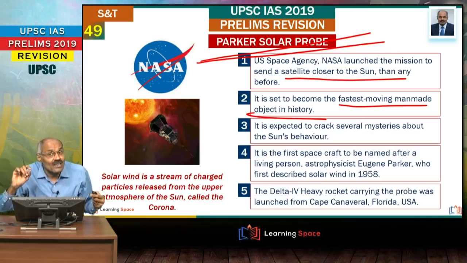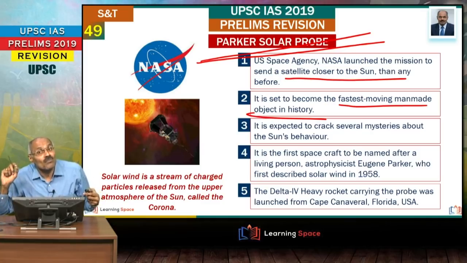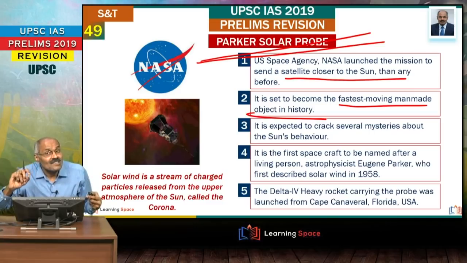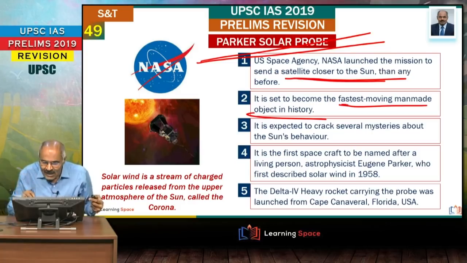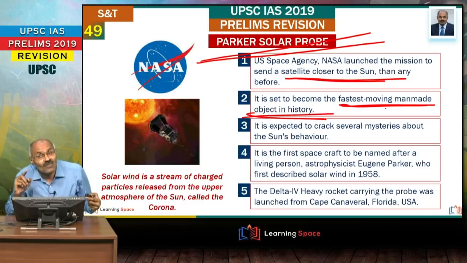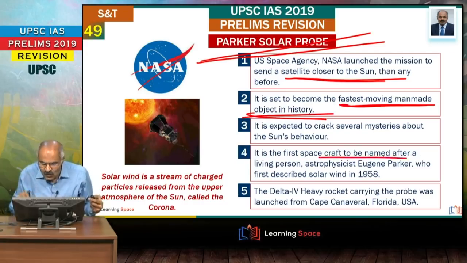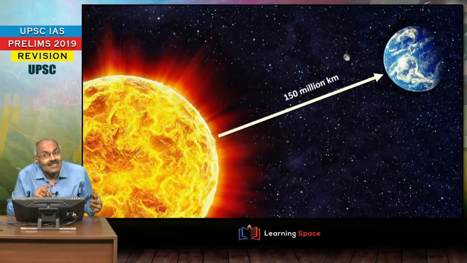Friends, please don't forget about Parker Solar Probe. First point, NASA initiative. Second point, it is going closest to the Sun ever in history. Third is, it is the fastest moving man-made object in history. Then it is the first spacecraft to be named after a living person, right?